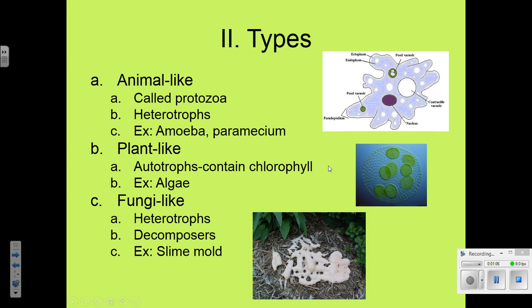The first are animal-like. We call them protozoa. So they're heterotrophs, which means they have to feed on other things to get their energy. And 2 examples of those would be the amoeba and the paramecium. And this is a picture of an amoeba here off to the right.